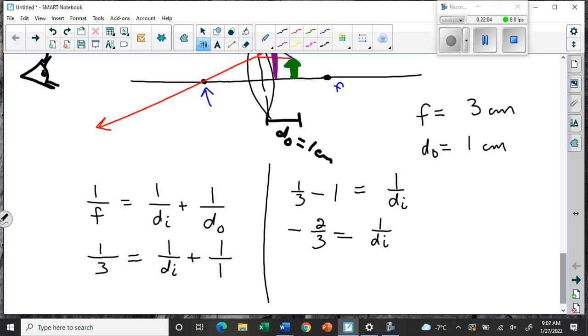But we still have to flip them, right? We have to flip them. So if we flip them, we get negative 3 over 2 equals di. 3/2, so 1.5.